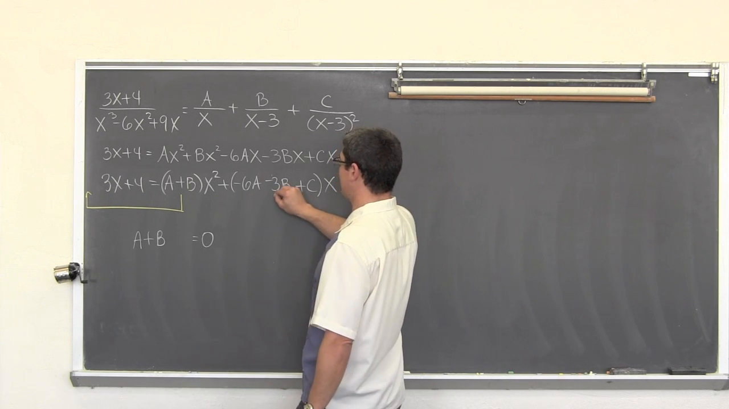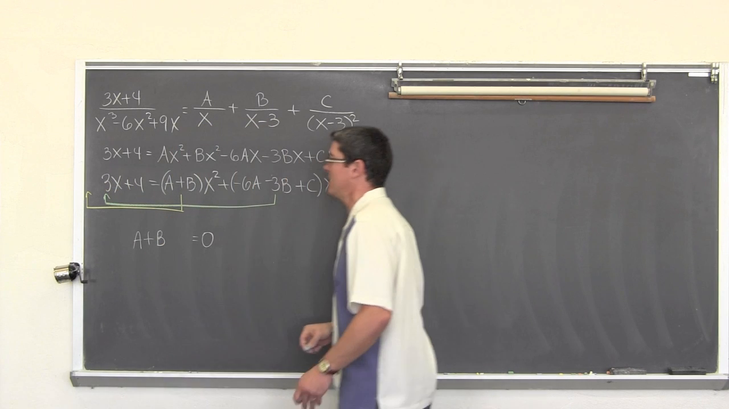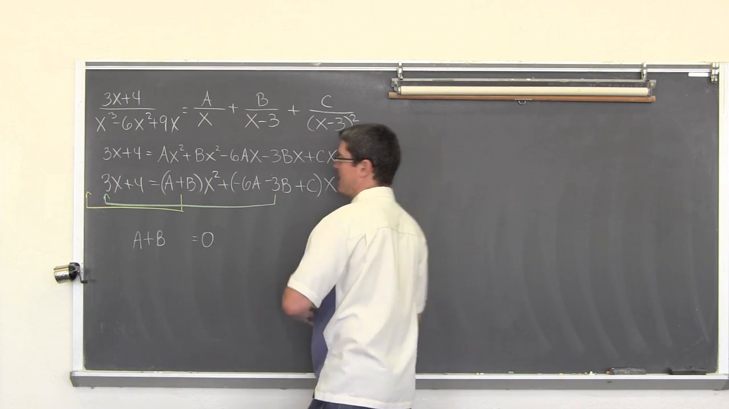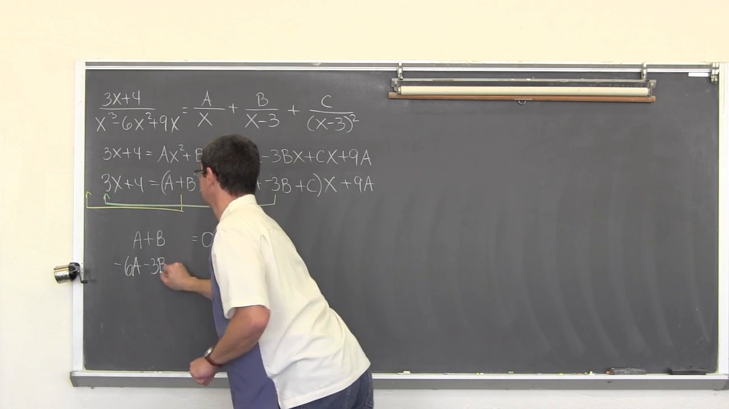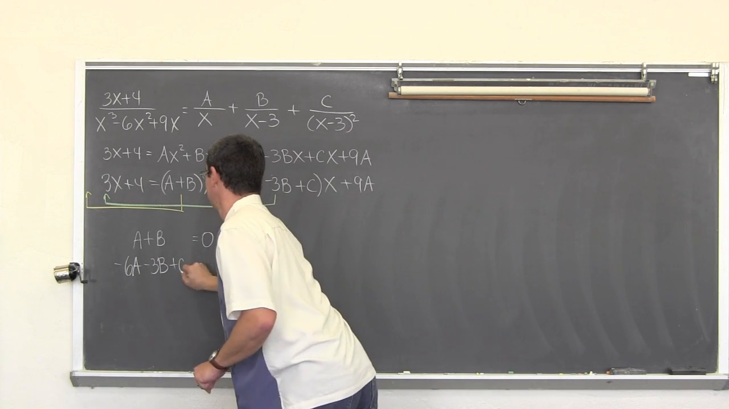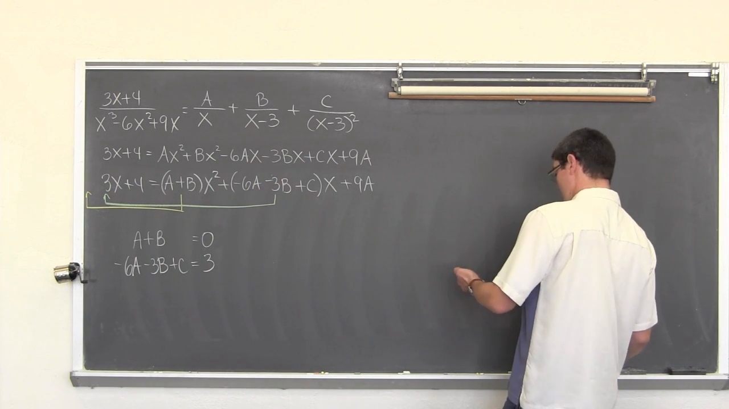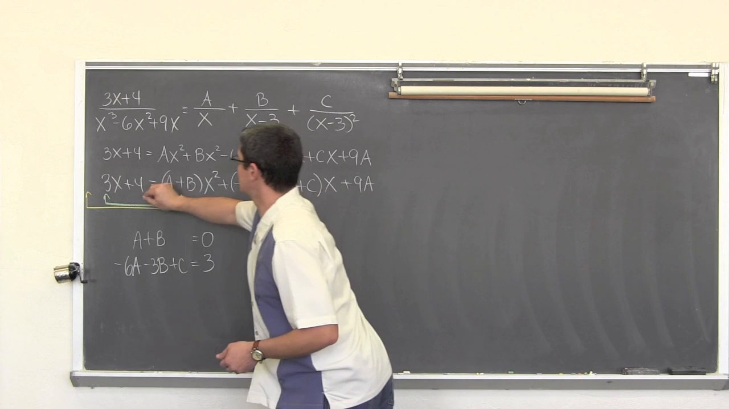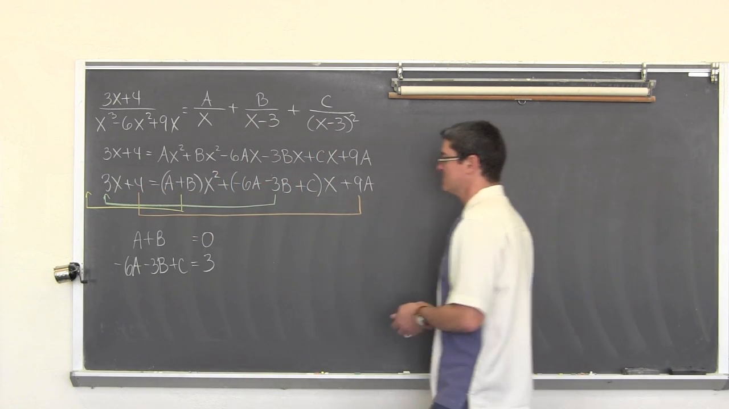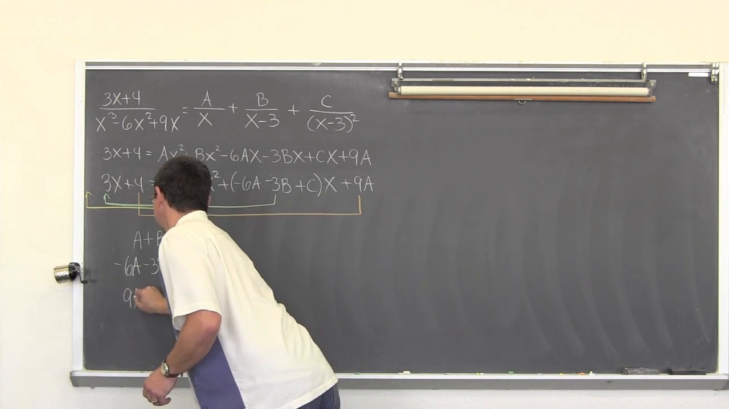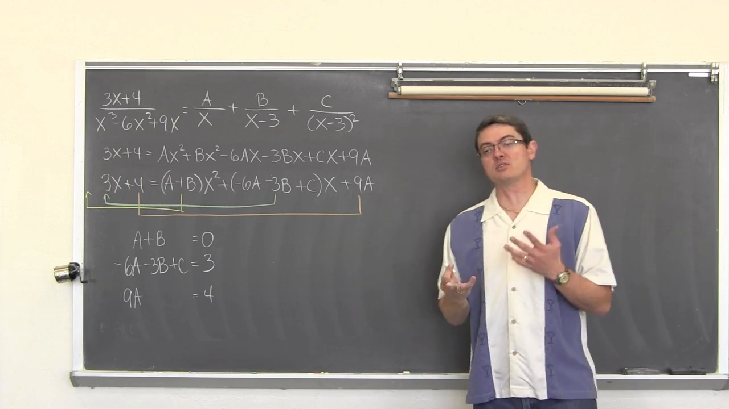Then we're going to match up the coefficient of the single degree term, or x, with the coefficient over here, which is 3. So we have negative 6a minus 3b plus c equals 3. And then finally, the constants, let's see, I got yellow, green, how about orange? We're going to match up that constant of 4 with this constant of 9a. So 9a equals 4.